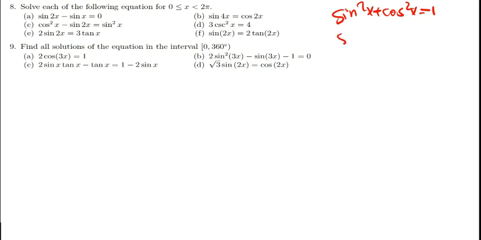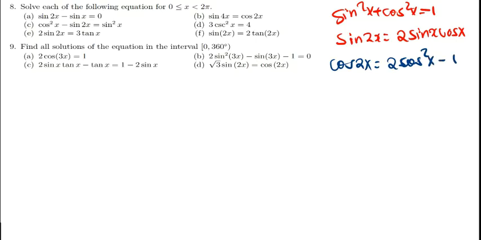Another one was sine 2x equal to 2 sine x cos x. Another one, I derived this formula which was 2 cos squared x minus 1. Then at the same time, this can also be replaced by 1 minus 2 sine squared x.